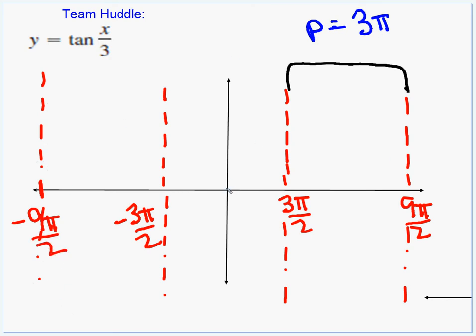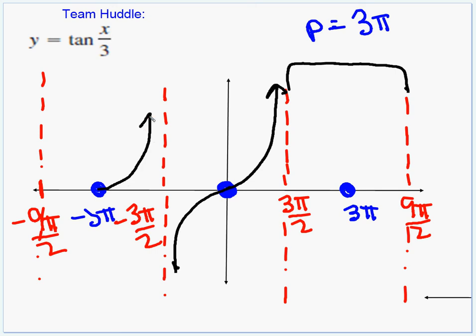X-intercepts go right in the middle, so we got this one at 0. We can jump the period to the next one over here. This would be at 3 pi. And if we're back at the origin, we could jump to the left to this x-intercept at negative 3 pi. Okay, this is positive tan. Positive tan from an x-intercept will go up to the right and down to the left. Up to the right, down to the left. Up right, down left. There are 3 pretty good cycles of tan of 1/3 x.